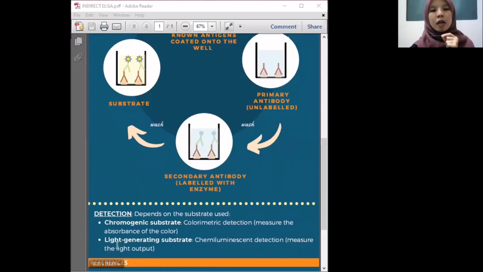But if we use light generating substrate, then we will detect light if the antibodies are present in the sample. For the quantitative analysis, measure the light output or chemiluminescence, and then construct the standard curve to determine the concentration of antibodies present in the sample.